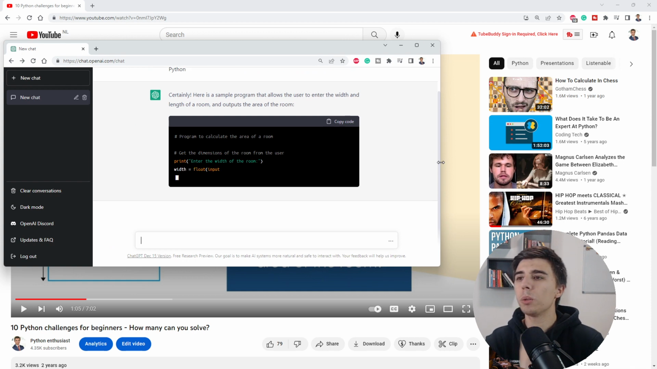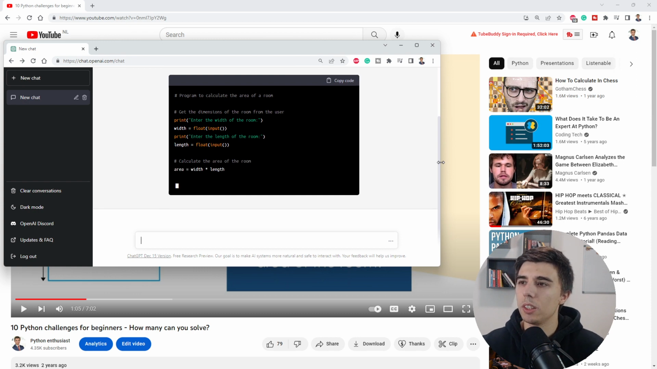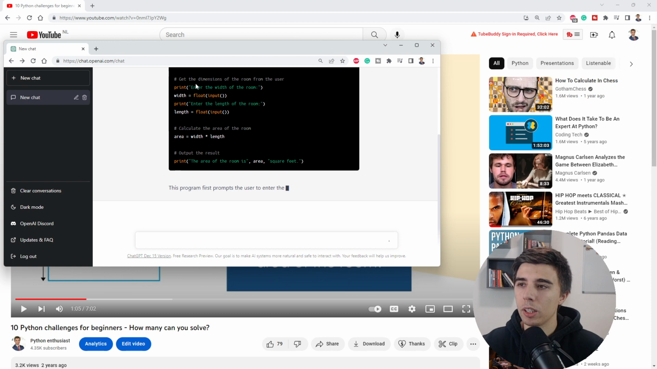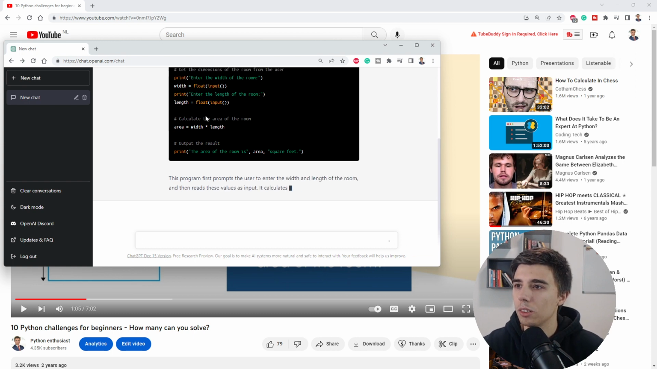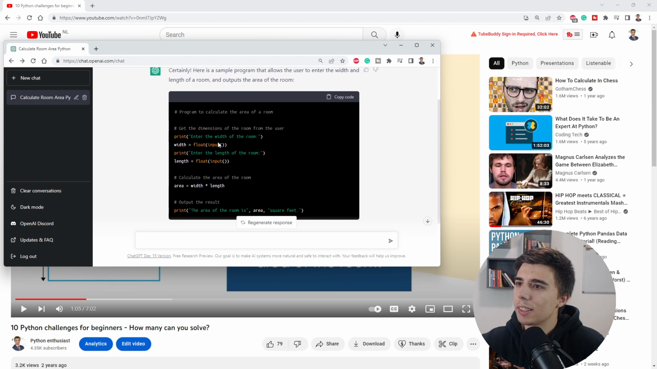Okay, so far what I like is that there are already comments. So at the beginning, we can see that this is a program to calculate the area of a room. Then the next steps are get the dimensions, so the width and the length. What I like right off the bat is it has nice structure, so you know what's happening in each segment.